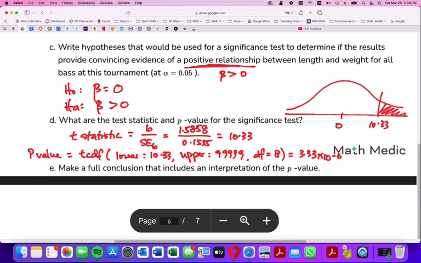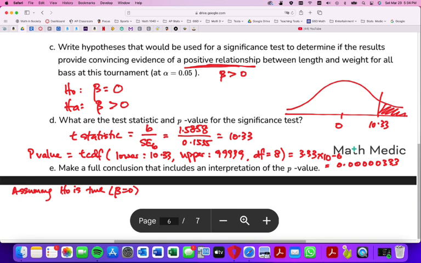That gives us a p-value of 3.33 times 10 to the power of negative 6. If you write it out properly, it will be 0.00000333, which is really small. So part E, we're supposed to make a full conclusion that includes an interpretation of the p-value.